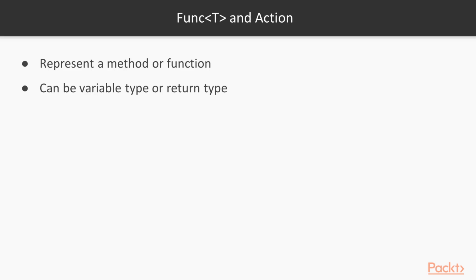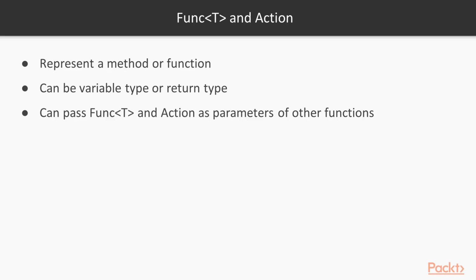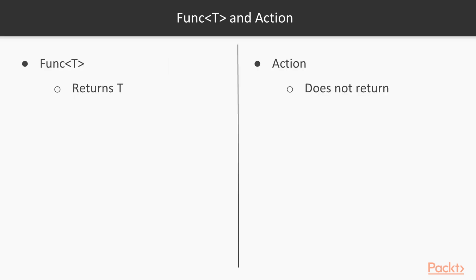Yes, we can return functions as results of other functions, and we can pass in Func<T> or Action as parameters of other functions. Func<T> represents an expression that receives no arguments and returns T. Func<T> is a function. Action represents an expression, a function, that takes no arguments, does something, but does not return a result.